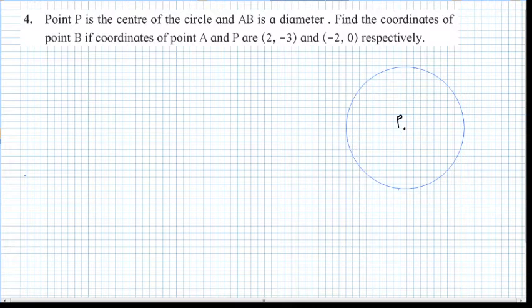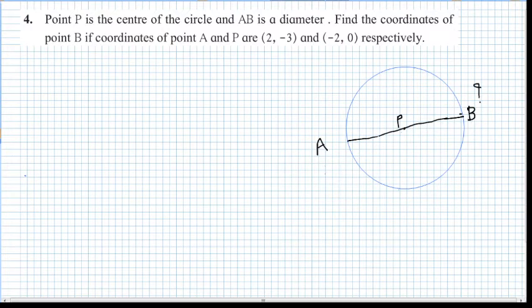AB is the diameter. So let me try to draw a diameter. I'm sorry for the drawing. So this is point A and this is point B. Okay, what else is given? Find the coordinates of point B. So we want to find the coordinates of point B here.